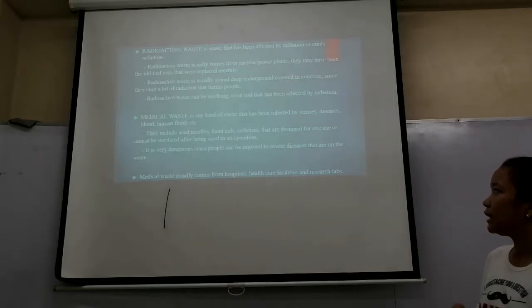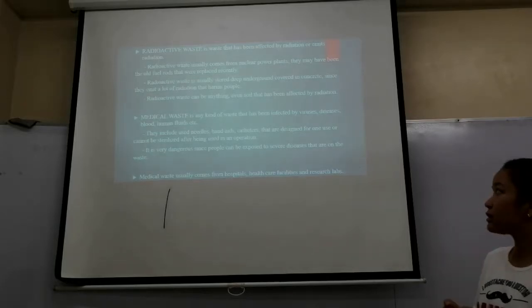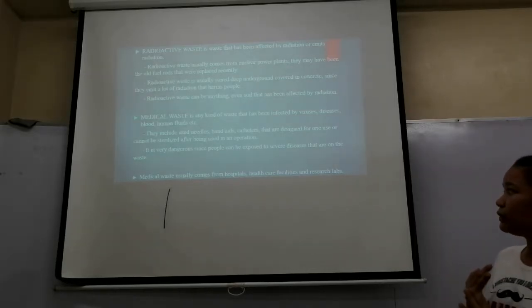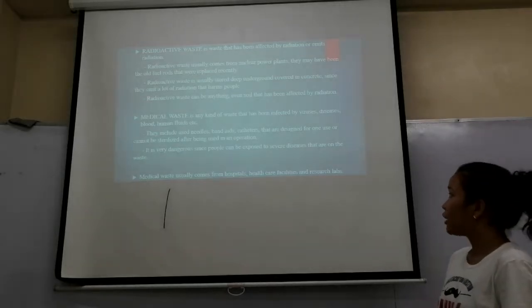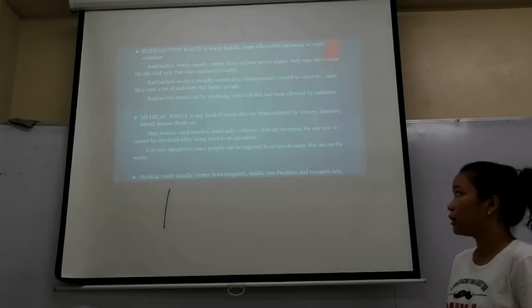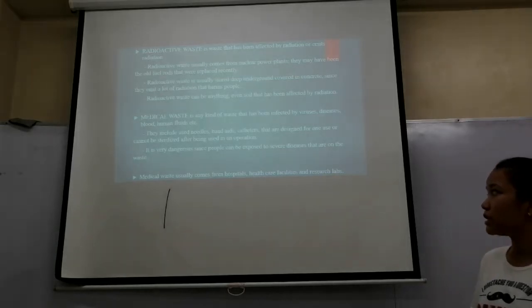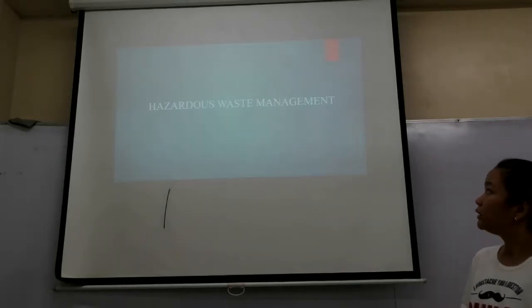Medical waste is any kind of waste that has been infected by viruses, diseases, blood, human fluids, etc. They include used needles, band-aids, and catheters that are designed for one use or cannot be sterilized after being used in an operation. It is very dangerous since people can be exposed to severe diseases that are on the waste. Medical waste usually comes from hospitals, healthcare facilities, and research labs.